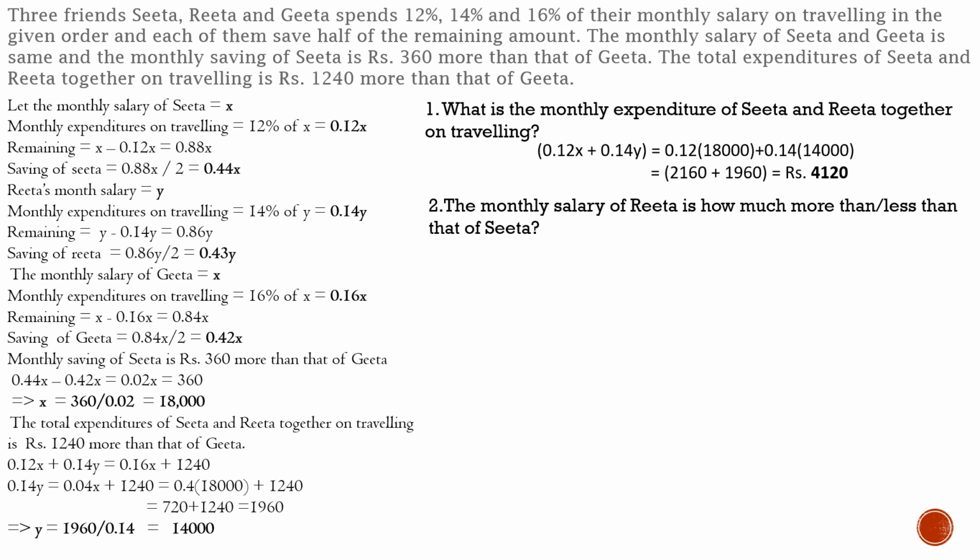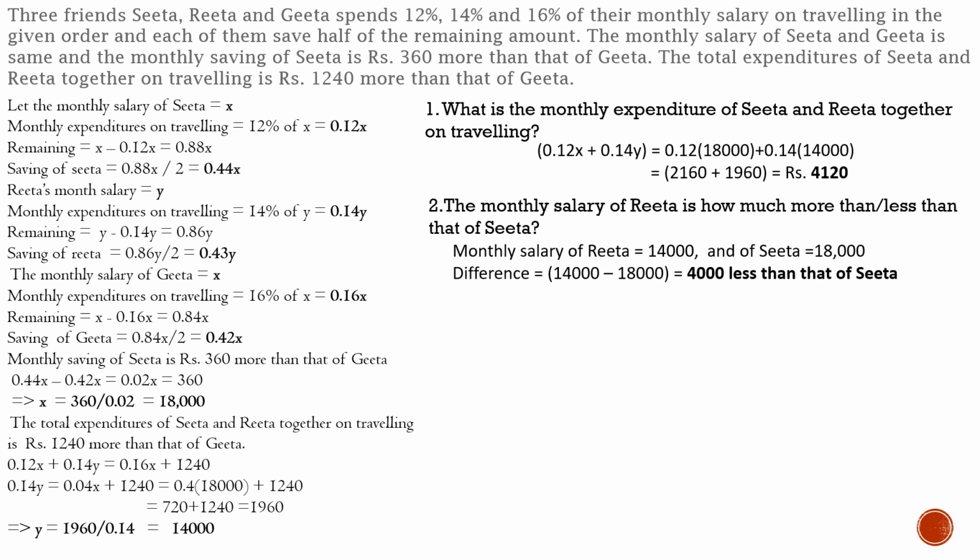Second question, the monthly salary of Rita is how much more than or less than that of Sita? Now the monthly salary of Rita is Y, that is 14,000, and that of Sita is X, 18,000. So the difference is 4,000 rupees. But Rita's salary is less, so 4,000 less than that of Sita.